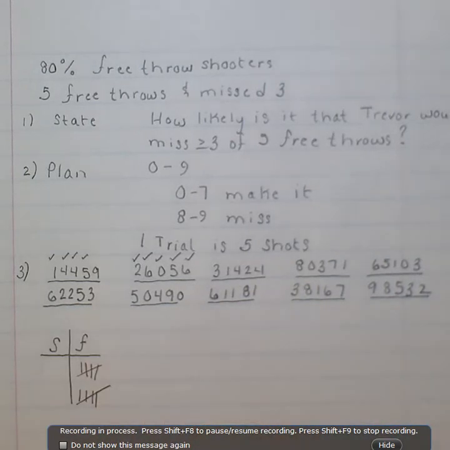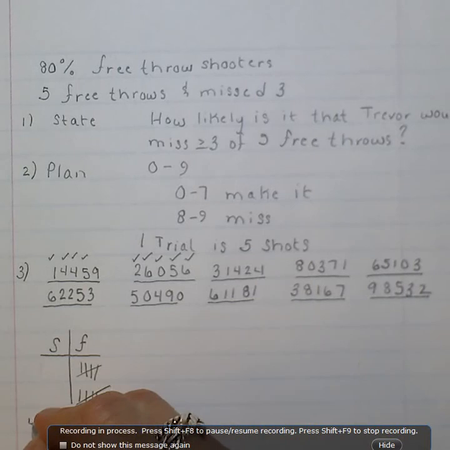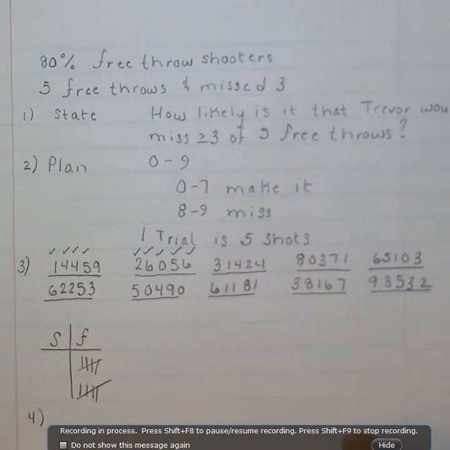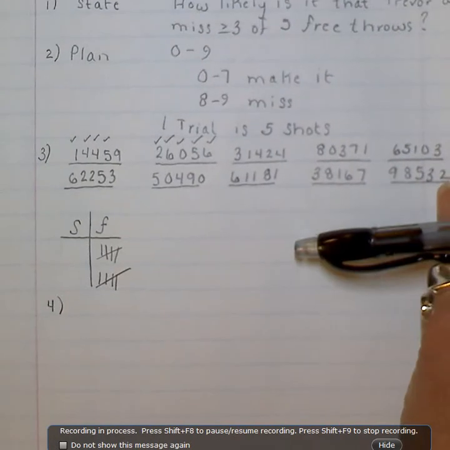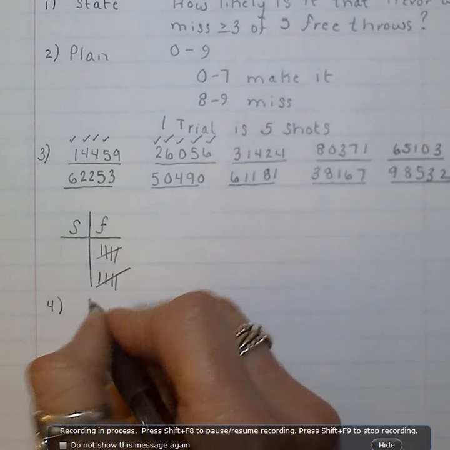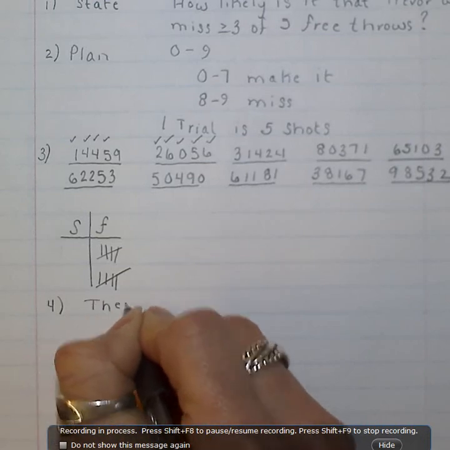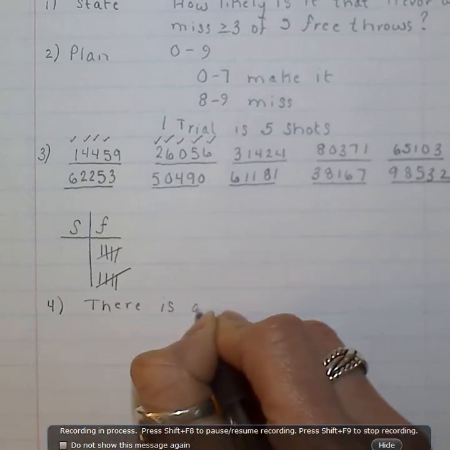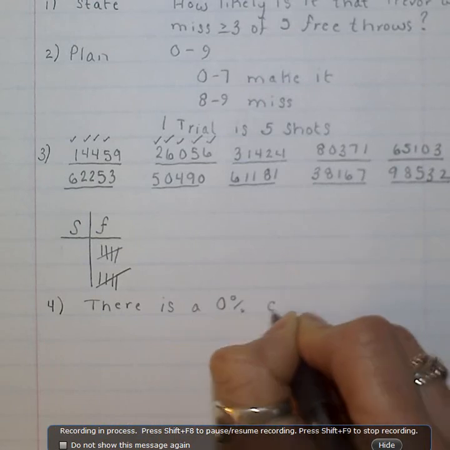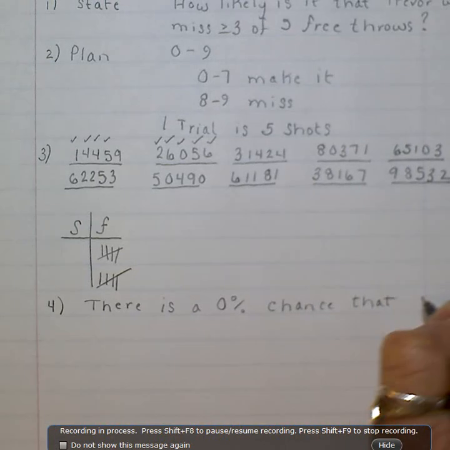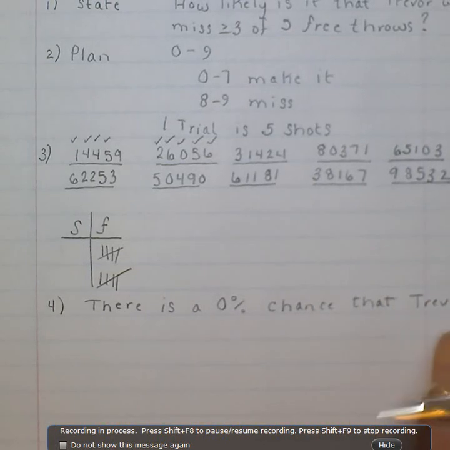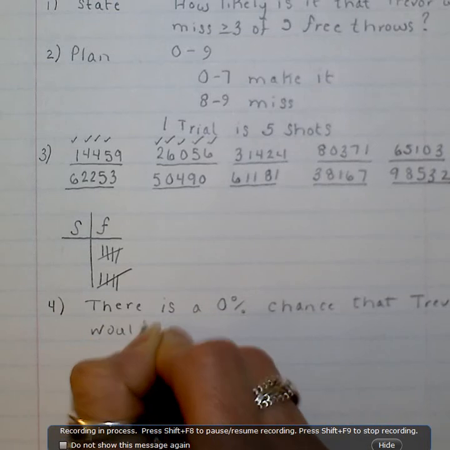So, we've carried out the number of repetitions that we've been instructed to do so. Okay? So now, step 4 is always to state your conclusion in the context of the problem. Okay? So there is a what % chance that this happens? Yeah. That Trevor would miss at least 3 of 5 shots at the free throw line.